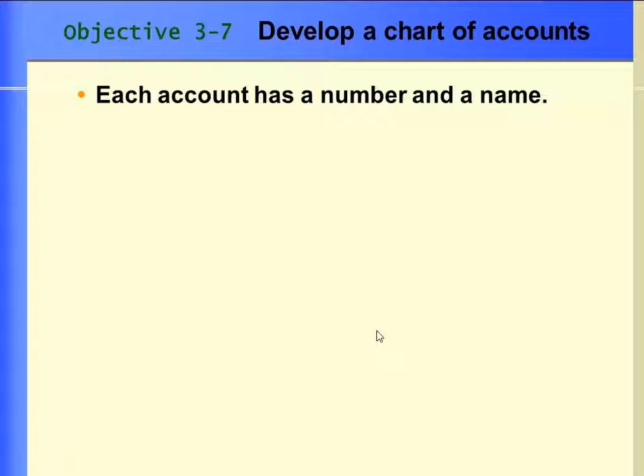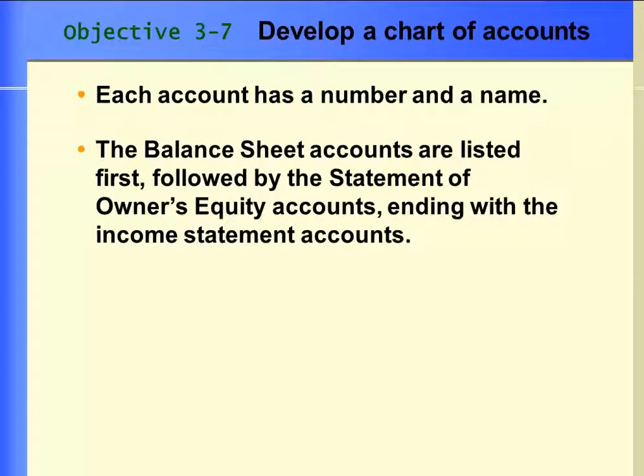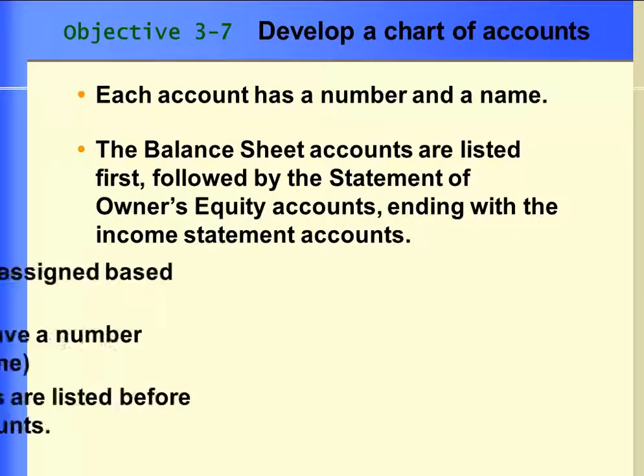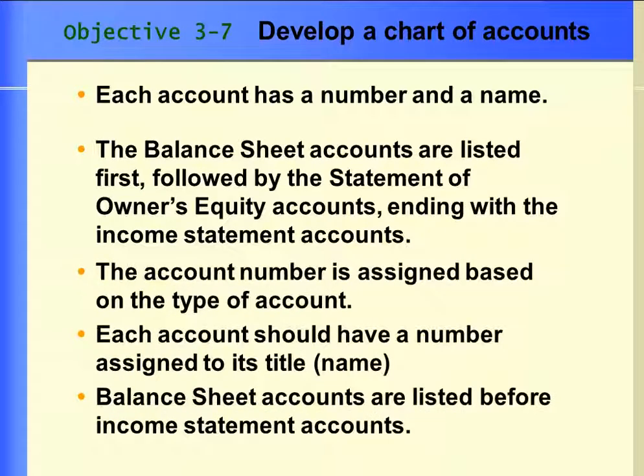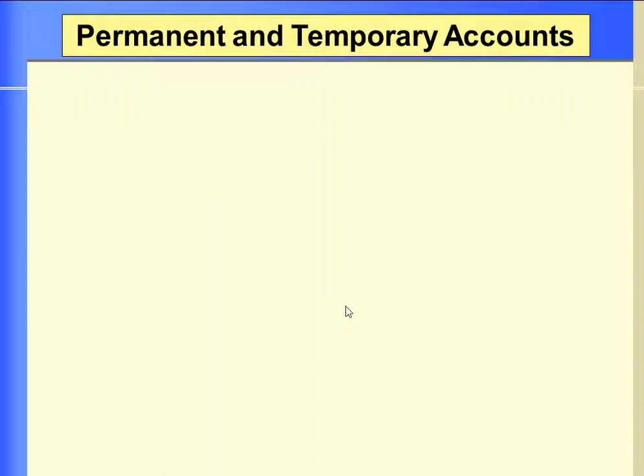Chart of accounts. Each account has a number and a name. Balance sheet accounts are listed first, followed by the statement of owner's equity, then the income statement accounts. The account number is assigned based on the type of account. So 1 is going to be an asset. A revenue could be 3, 4, or 5. So here's an example. Balance sheet accounts, 1, 2, 3. Owner's equity. These aren't set in stone. So it's just an example of what a chart of accounts is.